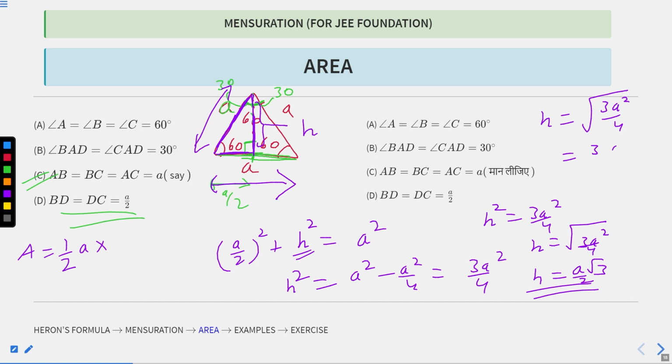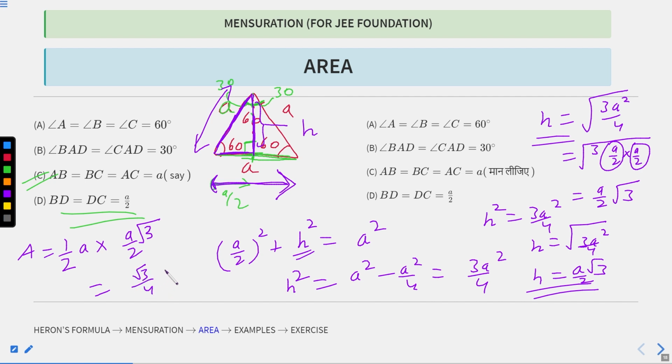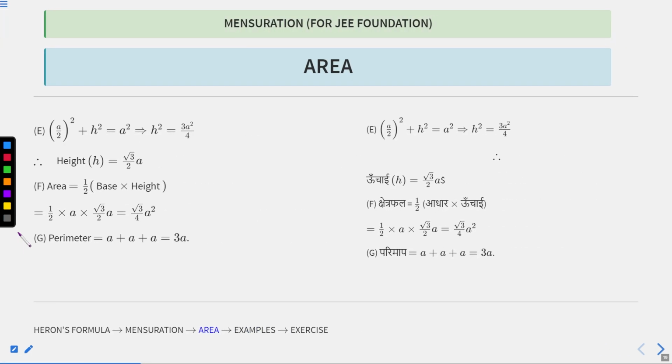We know 3a square by 4 is under the root. So we have two pairs of the same, so a by 2 can come out of the root. So half into base, base is a, total a, and height we already found out: height is a by 2 root 3. Now our area formula for the equilateral triangle is root 3 over 4 a square. I hope the area for the equilateral triangle is clear to you.